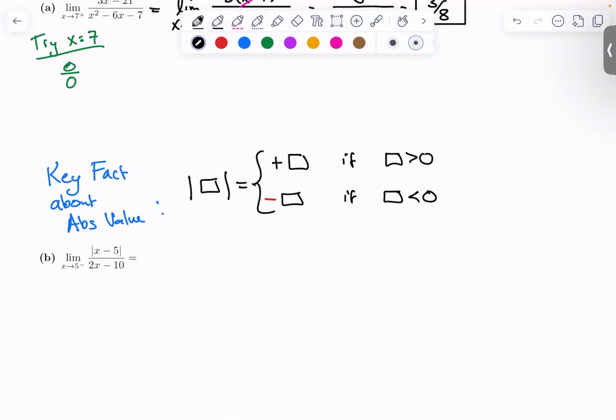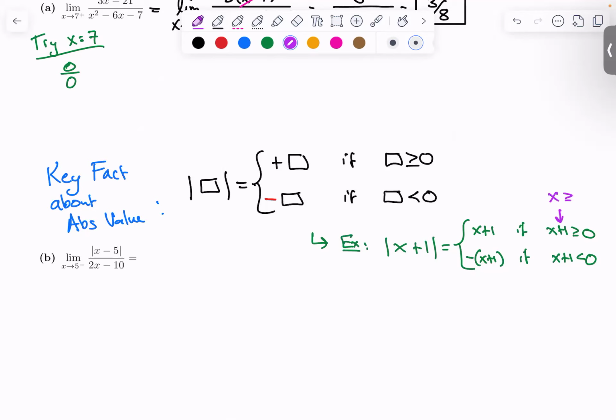So for example, the absolute value of x plus 1 is equal to x plus 1 if x plus 1 is greater than or equal to 0. Sorry, I should put a greater than or equal to 0, though it doesn't really matter where you put it. And it's equal to negative the quantity x plus 1 if x plus 1 is less than 0, i.e. x less than -1. If your x values are greater than or equal to -1, then the absolute value symbol is redundant. It doesn't need to be there.